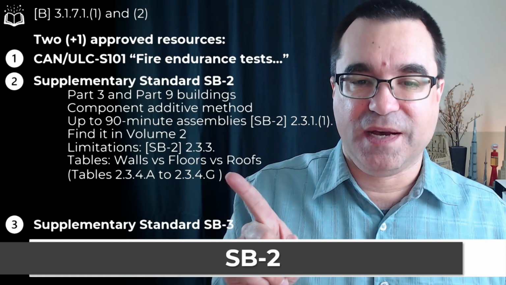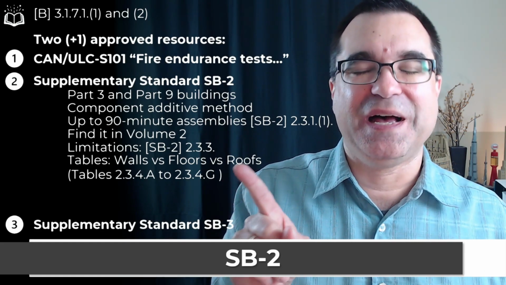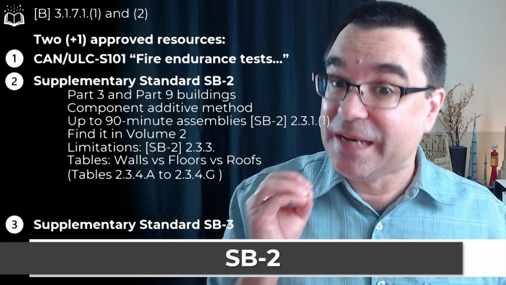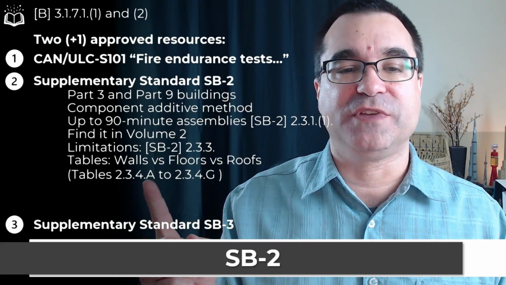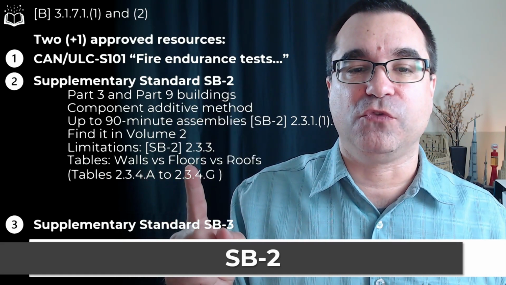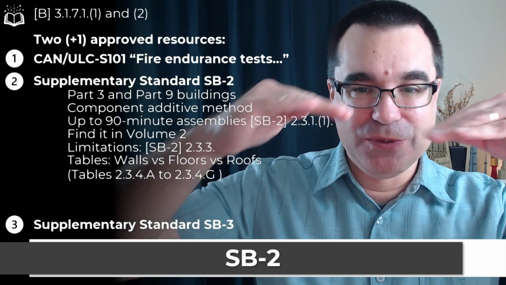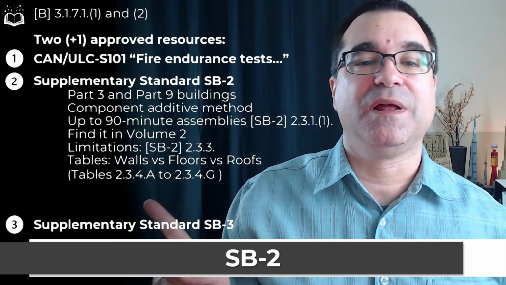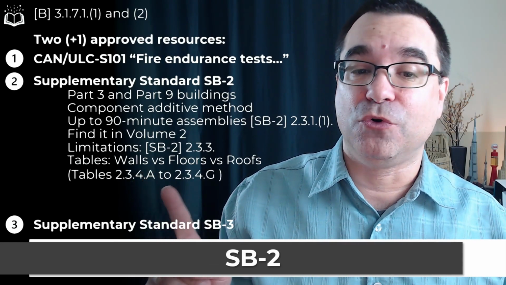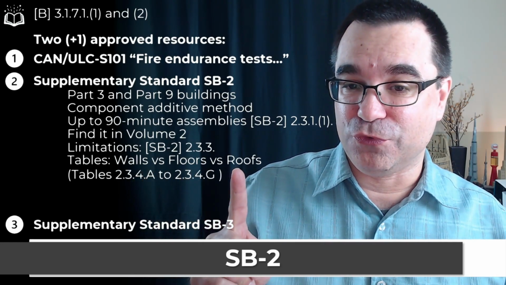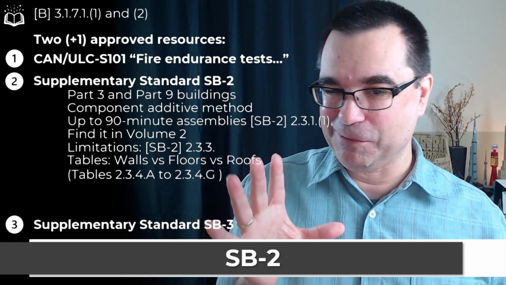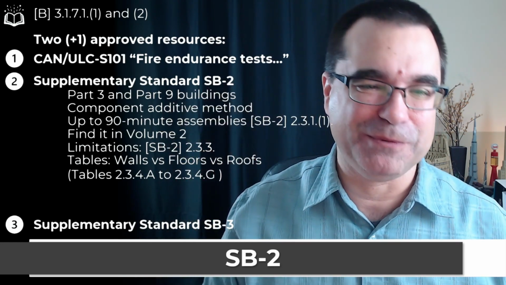Read the title to each of these tables, because in the title, it will tell you if that table is for a wall, for a floor, or for a roof. Okay? So you can only use the values in that table if they apply to a wall or a floor or a roof. You can't just pick any table, okay? But we'll do an example, all right?